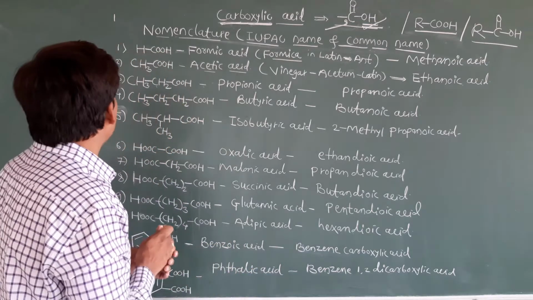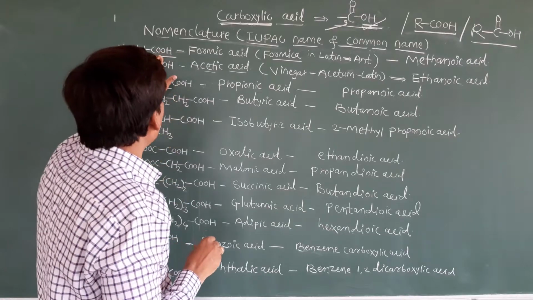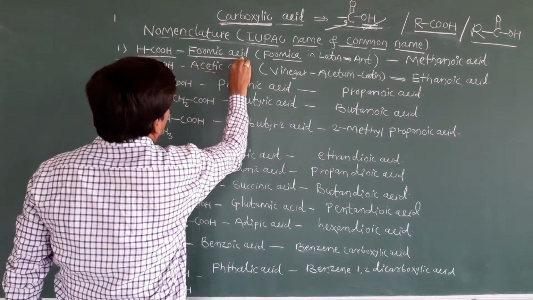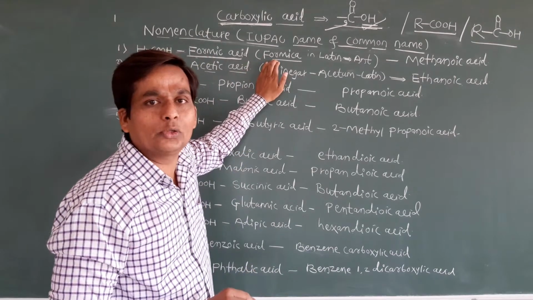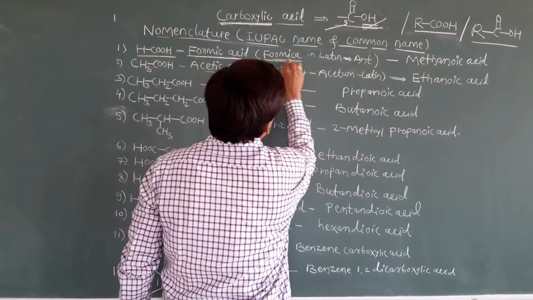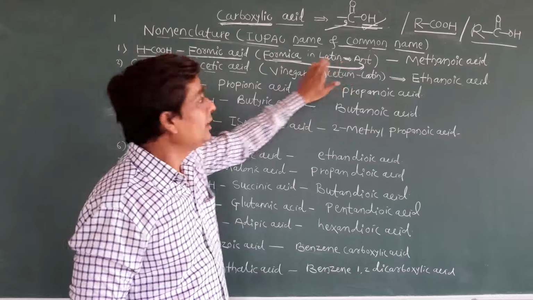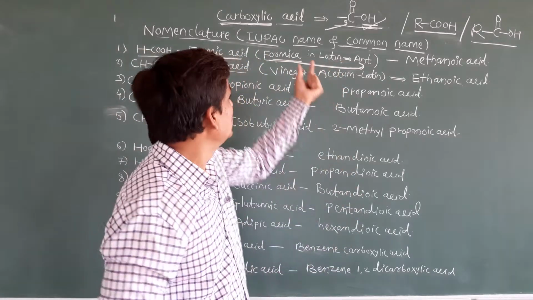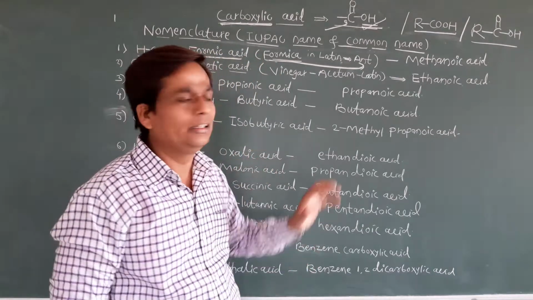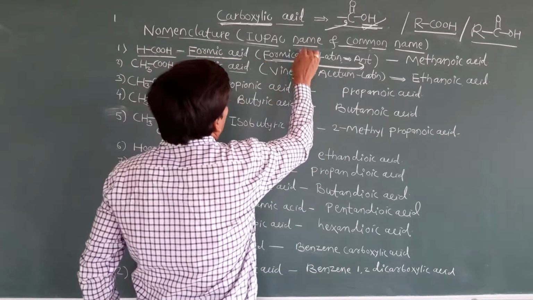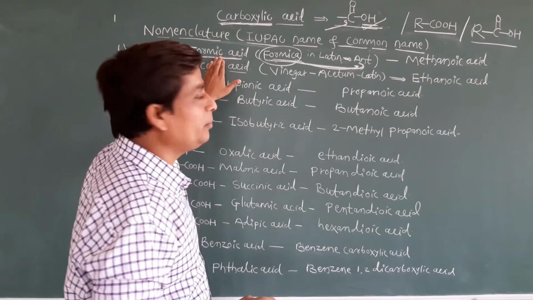Just check it, I have given some examples here. First example, HCOOH. This is formic acid. This is a common name, formic acid, coming from formica. Actually in Latin, formica is nothing but ant. And this formic acid comes from this Latin word. Now clear how the common name of formic acid comes? Formica is the name of ant in Latin, so that's why it comes formic acid.